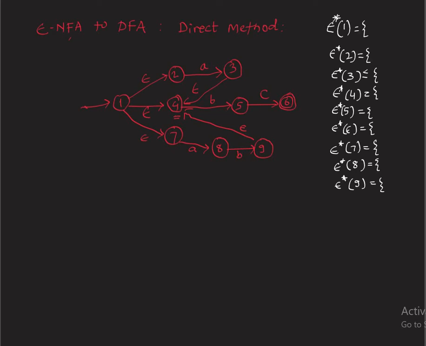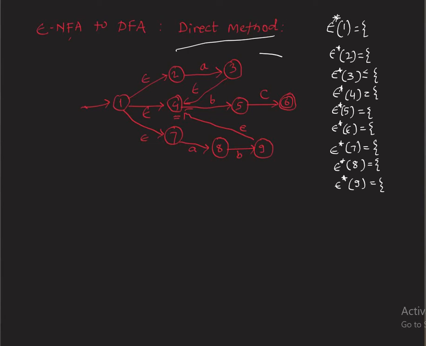Hello everyone. Today we are going to see how to convert an Epsilon NFA to a DFA. There are two ways to convert the Epsilon NFA into the DFA. First way is to convert the Epsilon NFA to the equivalent NFA and then convert that NFA to a DFA. But here we are going to see the direct method of converting the Epsilon NFA to a DFA.